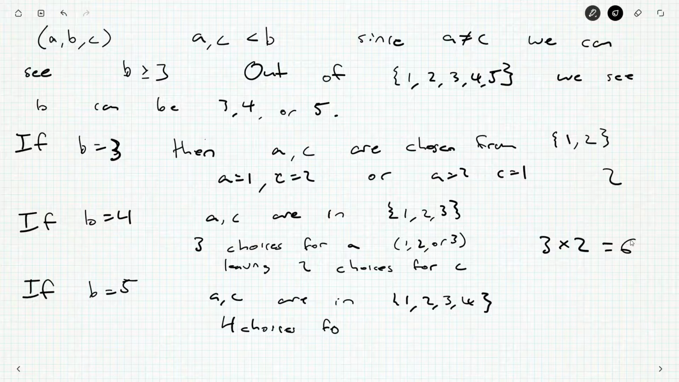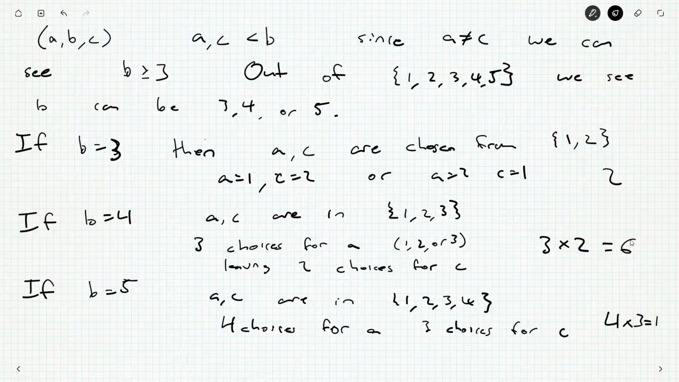4 choices for A, 3 choices for C. So that gives us 12 different possibilities. And we could verify this to ourselves by writing them out. I don't think it's necessary.